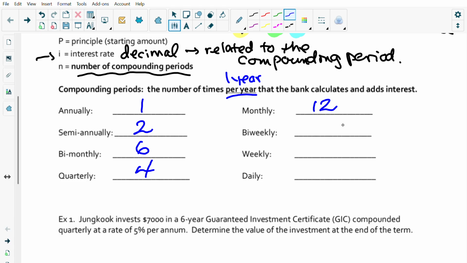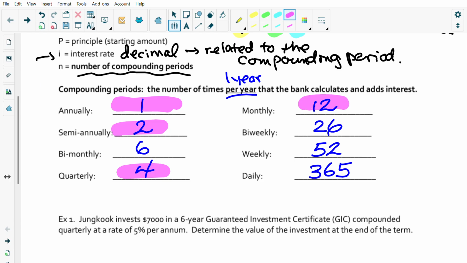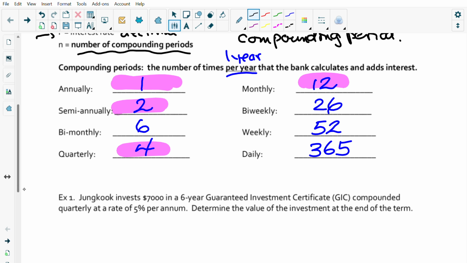Bi-weekly, so that's every 2 weeks. There's 52 weeks in a year, so that's 26 times. Weekly, 52 times per year. Daily, 365 times per year. Okay? Most of these problems will involve those types of compounding periods, right? It's rare to see daily compounding or bi-weekly or bi-monthly, but just be ready for those problems if we phrase it that way. Let's do some basic examples.